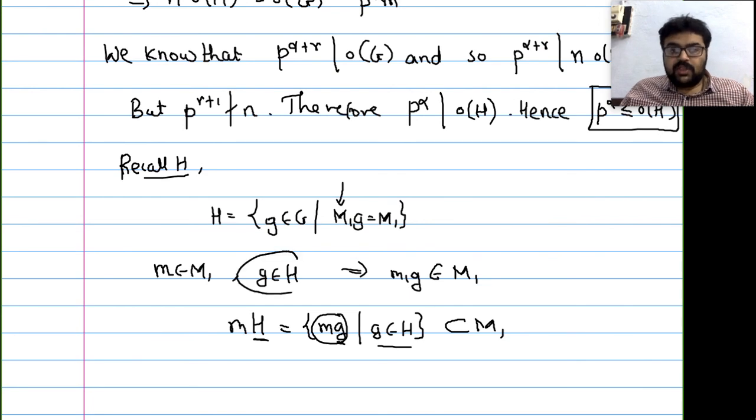Now this is true for all G. M I keep fixed, but here I write this is true for all G in H. So here I write H. So MH, that means MG such that G belongs to H. Whenever this is there, this is going to be in M1. So this is a subset of M1. I hope this is clear.